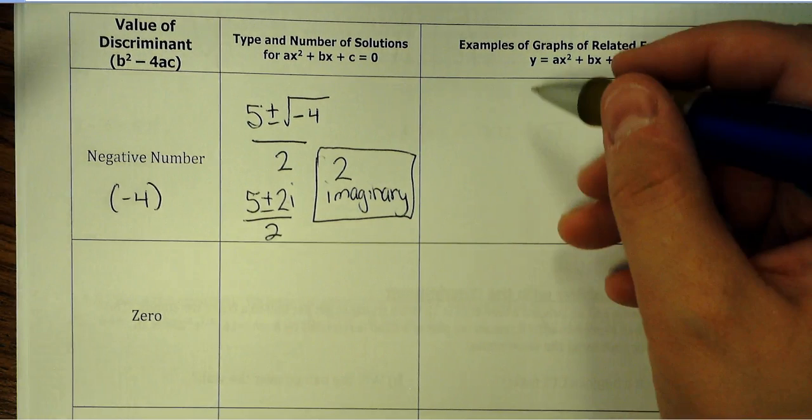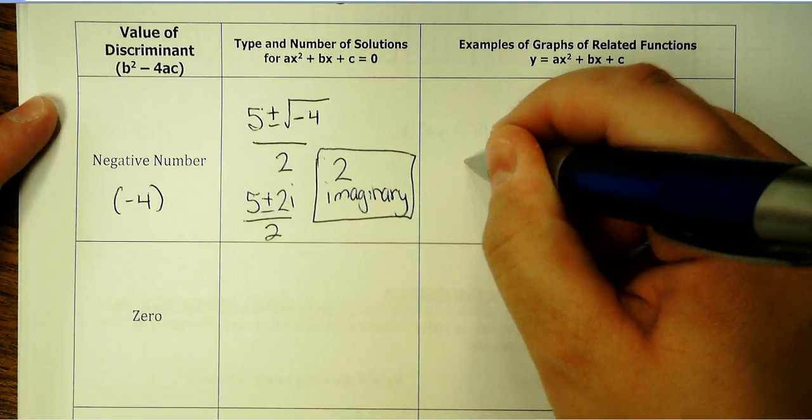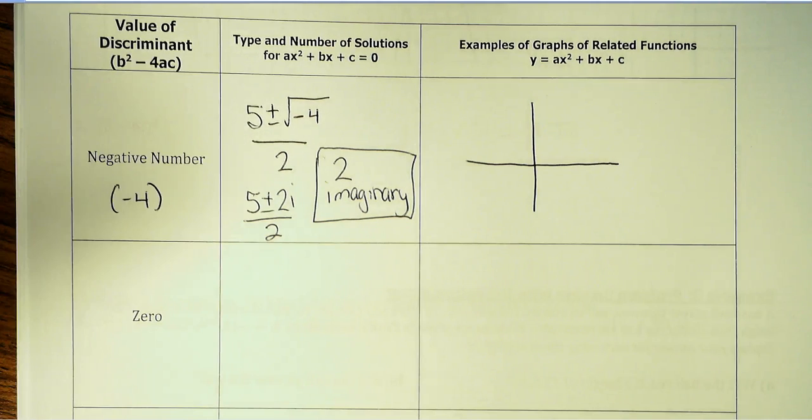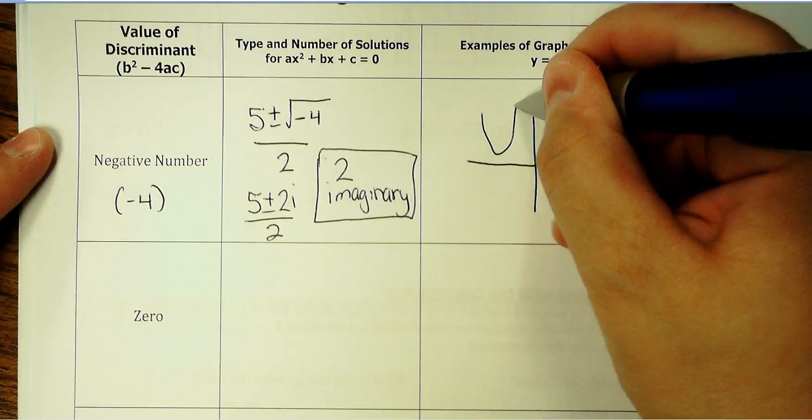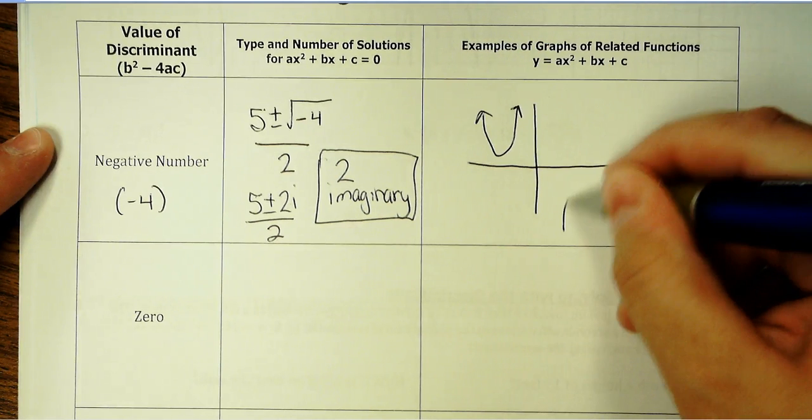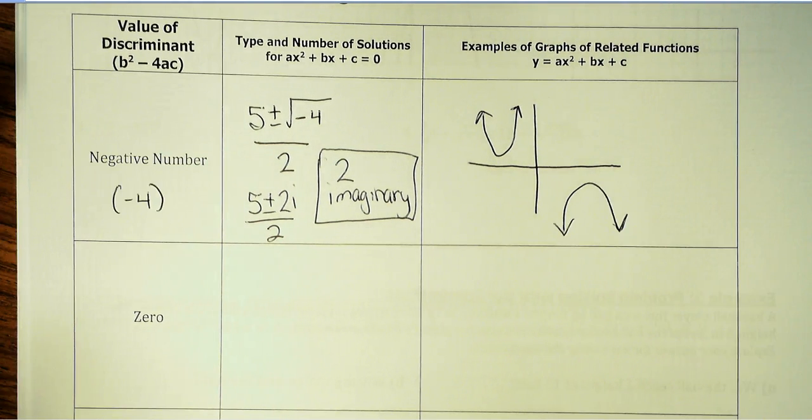Okay, now if your discriminant is negative and your solutions are imaginary, that means if you had a graph, it could turn right side up, it could turn upside down, but the graph would never touch the x-axis. So if you're touching the x-axis, then you have a real solution.